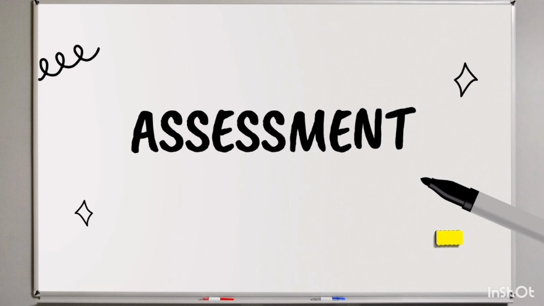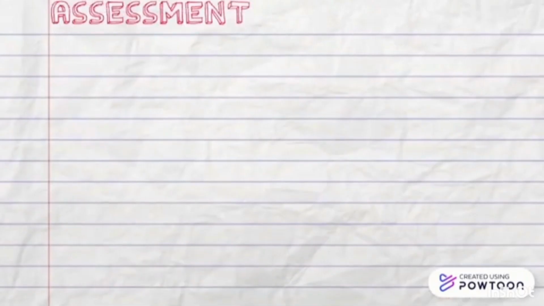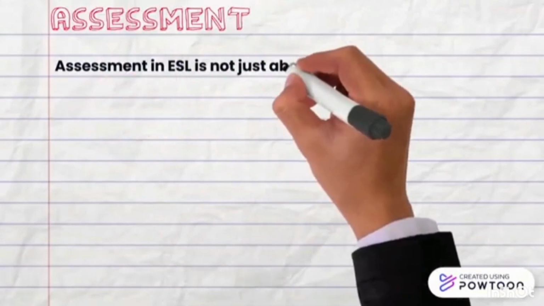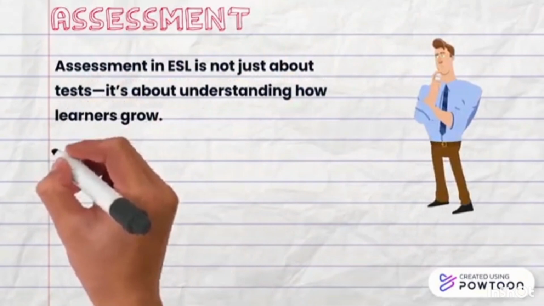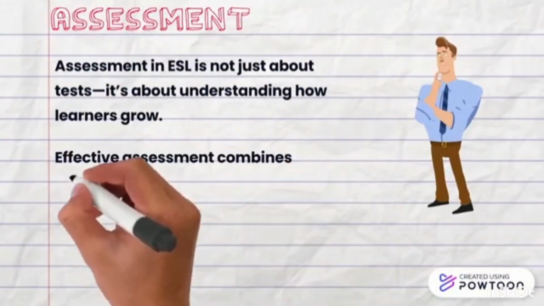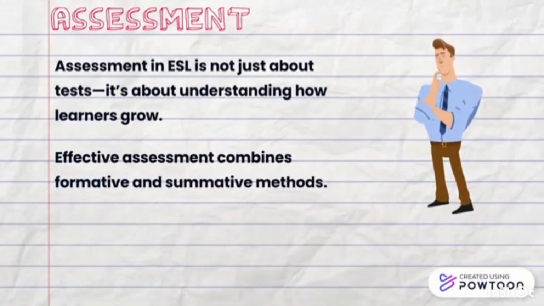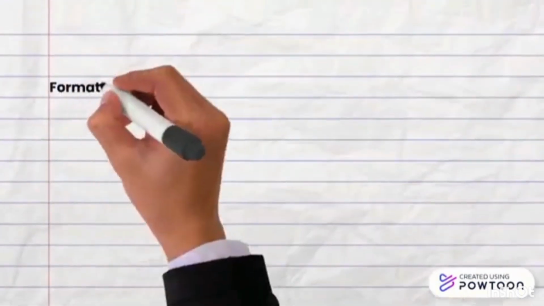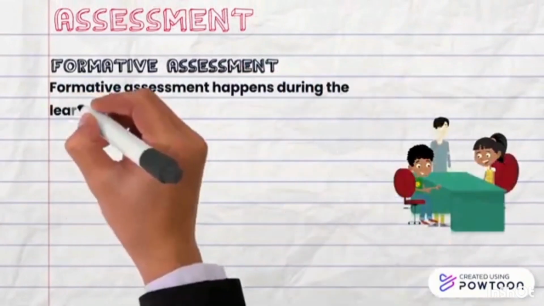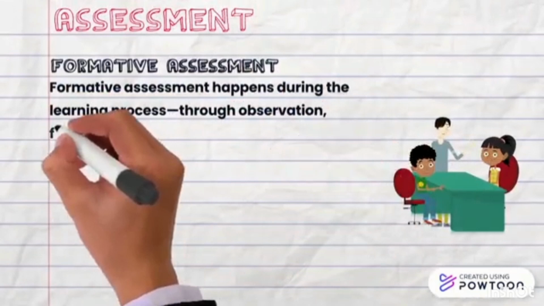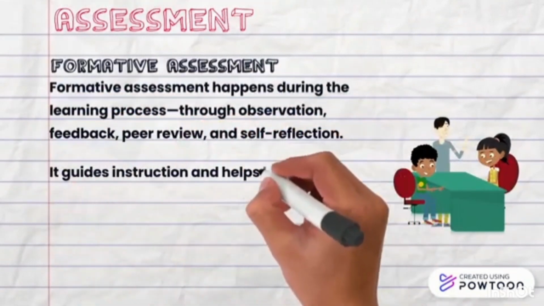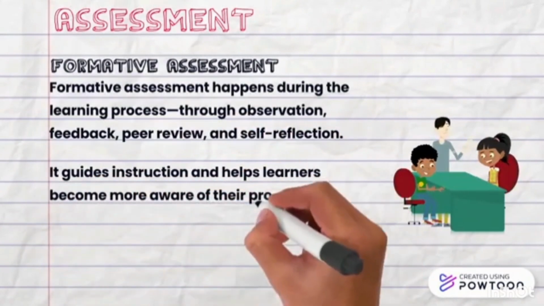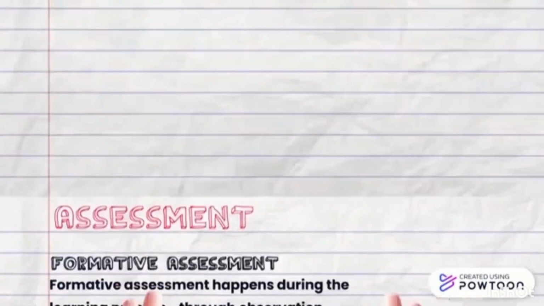Assessment. Assessment in ESL is not just about tests, it's about understanding how learners grow. Effective assessment combines formative and summative methods. Formative assessment happens during the learning process through observation, feedback, peer review, and self-reflection. It guides instruction and helps learners become more aware of their progress.